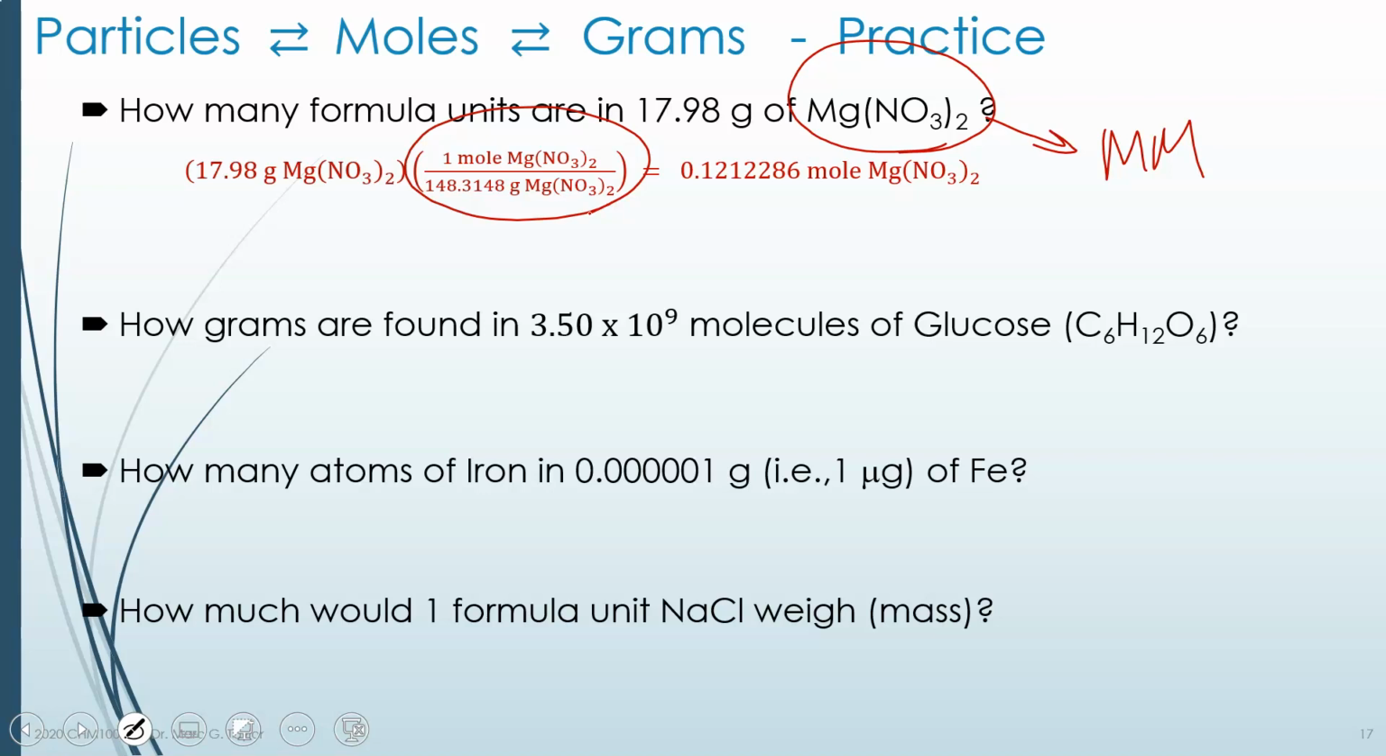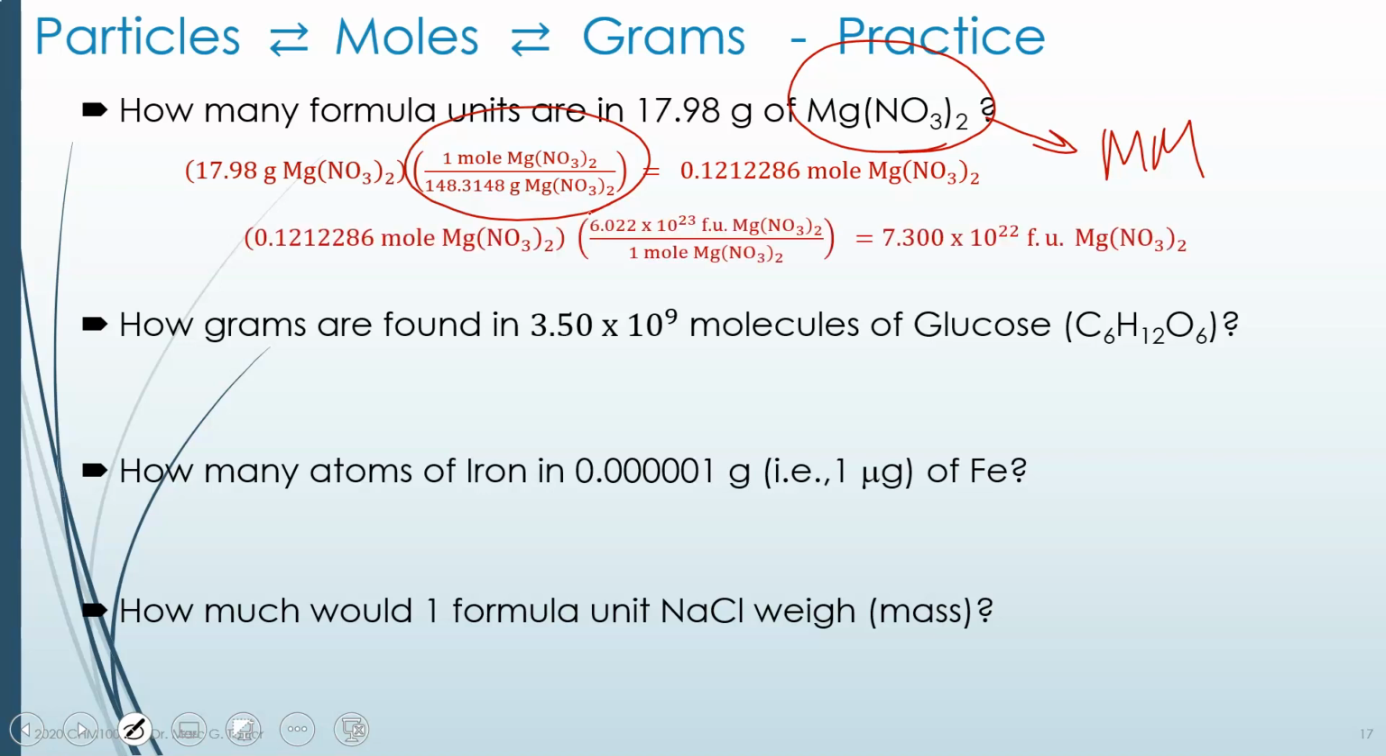We're asked for formula units, and you already know how to convert moles to formula units. You just multiply by Avogadro's number. And while it says formula units of magnesium nitrate, moles of magnesium nitrate, the fact is this conversion factor, Avogadro's number, or Avogadro's constant, is good for every single substance. So one of these conversion factors you have to calculate, and one of them you just remember is 6.022 times 10 to the 23.